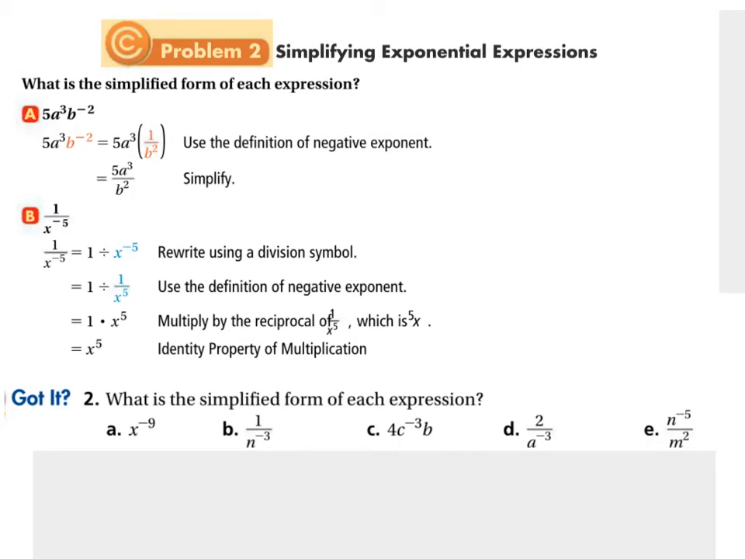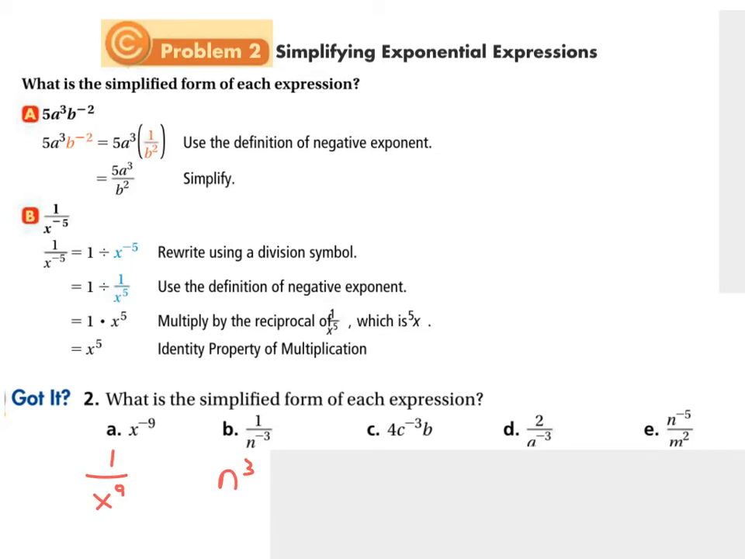Okay, so here's the answers to this. X to the negative 9, we're going to move that x to the 9th to the bottom, 1 over x to the 9th. Okay. For b, n to the negative 3 is already on the bottom. We're going to move it to the top, and it will become x to the 3rd. There's nothing on the bottom because it's just over 1 now.